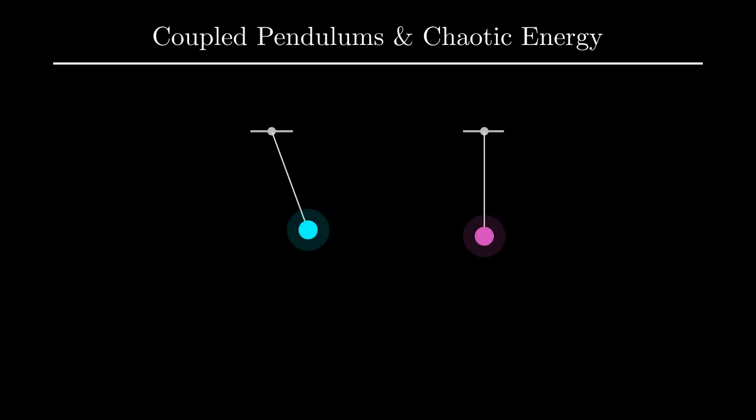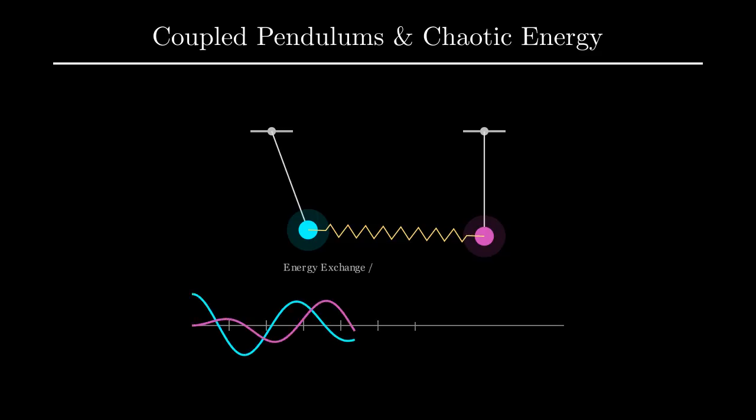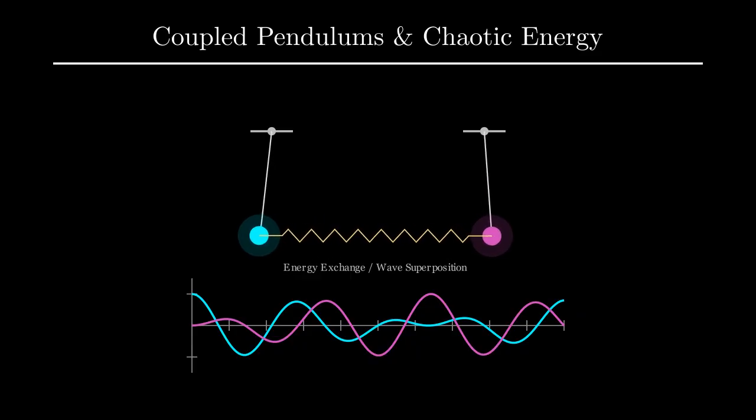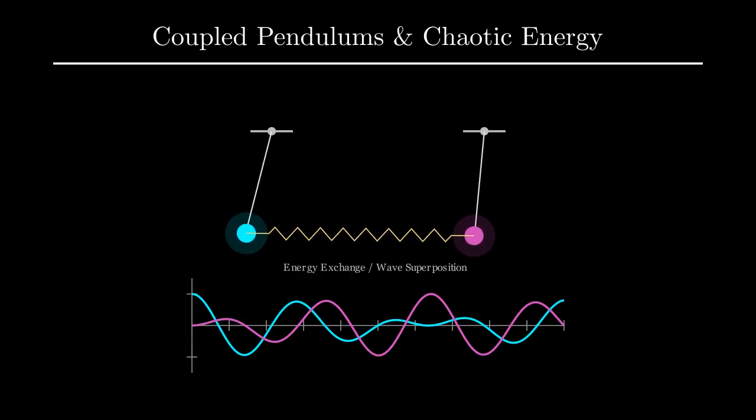Take two identical pendulums and connect them with a thin spring. When you pull one and let go, it does not just swing. It slowly loses its amplitude while the second pendulum starts to move. Eventually, the first one stops completely, only to start moving again as the second one settles.